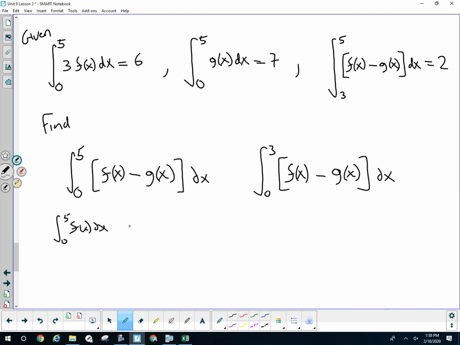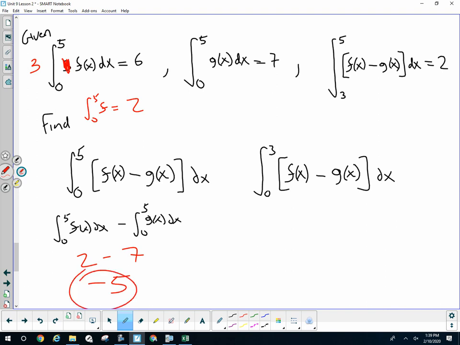Probably our first instinct is to split this up, and it's good that we are doing that. But then we realize, oh, I got to do a little bit more work to figure out what the integral from 0 to 5 is of f. You could pull this 3 out, then divide. 0 to 5 of f is 2. So this is 2, this is 7, this is negative 5. Now, what would be the answer to the one on the right?